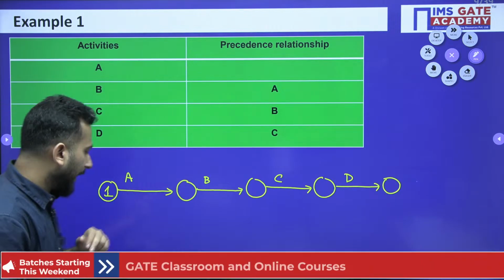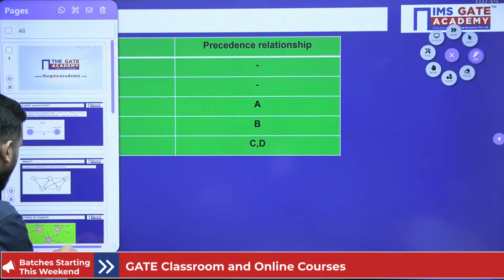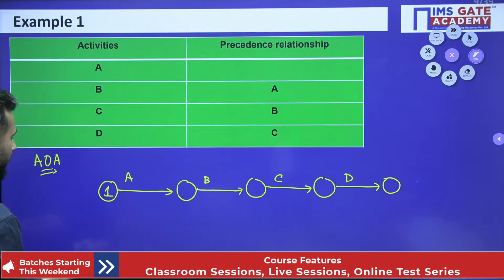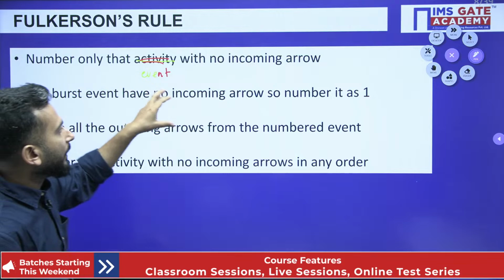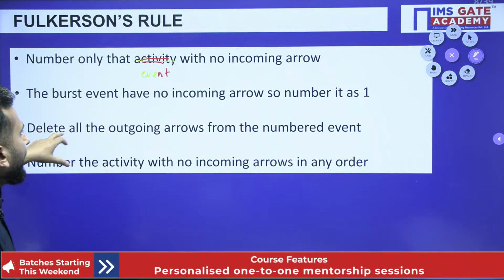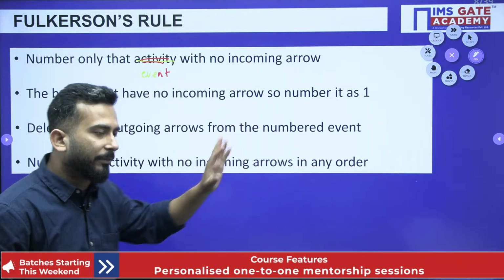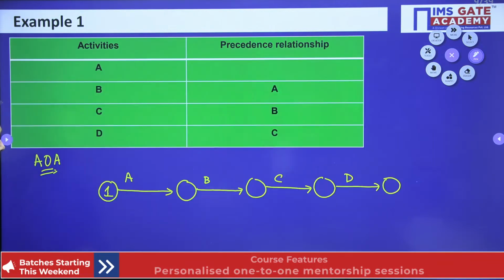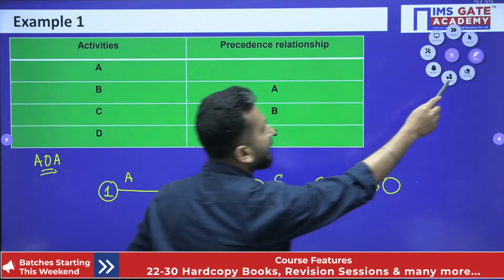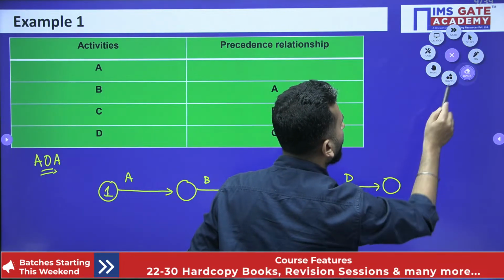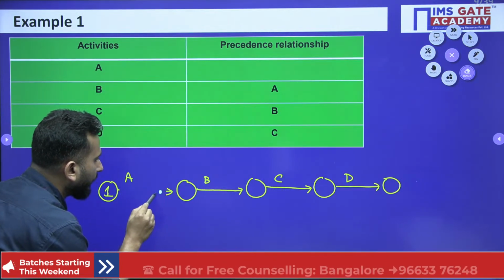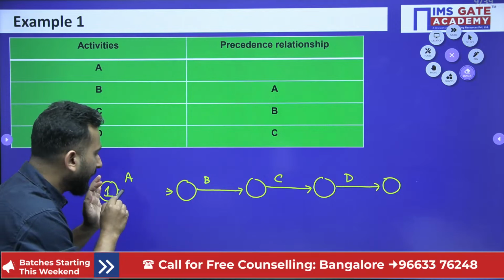After that, it says that the burst event having no incoming arrow should be numbered 1. We have already numbered that. Delete all the outgoing arrows from the numbered event. Now the second step is you have to delete it. Let's say I have deleted this. Wherever I have done the numbering, I have deleted it.